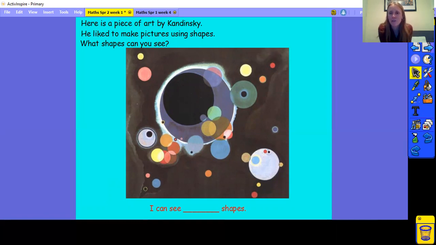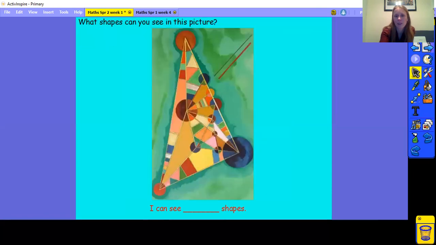What shapes did you find? I can see circle shapes. Is that what you said? There are lots of different circles, small ones and big ones, red ones and yellow ones. They all look different, but they all have 1 curved side and they are all circles.